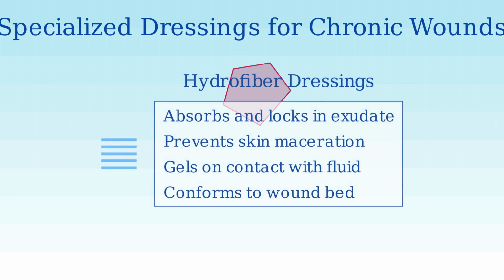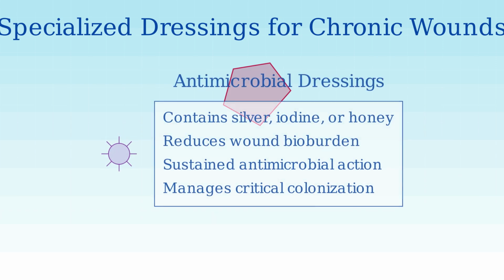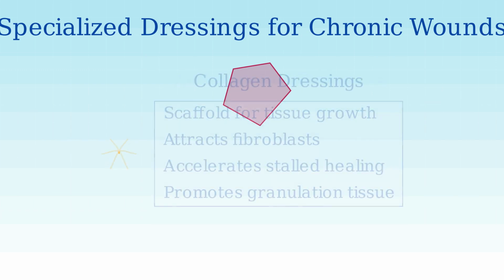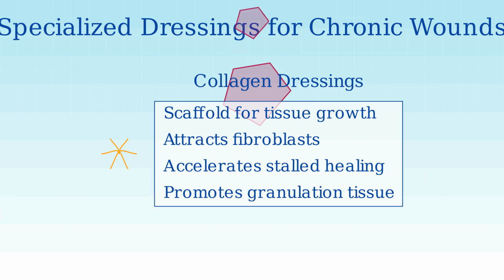Hydrofiber dressings absorb and lock in exudate to prevent maceration of surrounding skin. They gel on contact with wound fluid and conform closely to the wound bed. Antimicrobial dressings containing silver, iodine, or honey help manage bioburden in infected or critically colonized wounds. They provide sustained antimicrobial activity. Collagen dressings provide a scaffold for new tissue growth and attract fibroblasts to accelerate healing in stalled wounds. They stimulate granulation tissue formation.